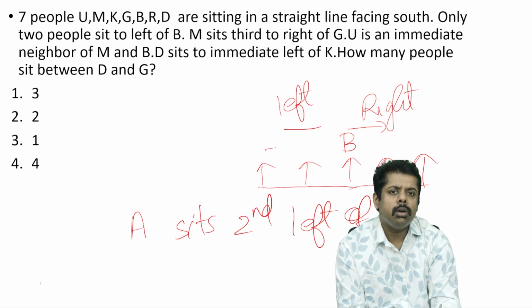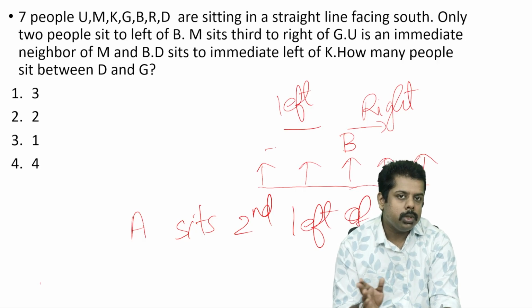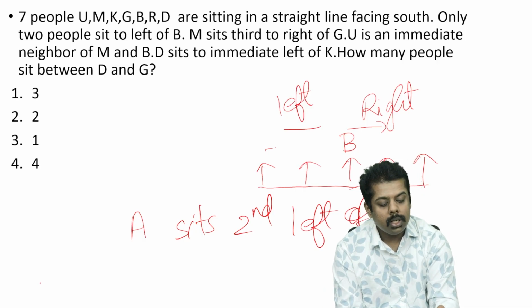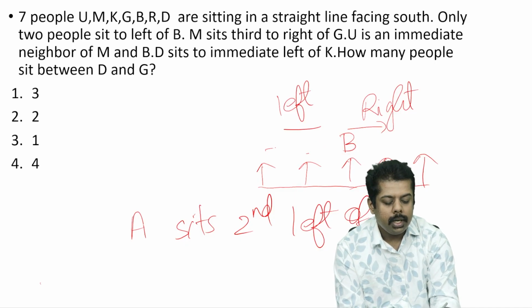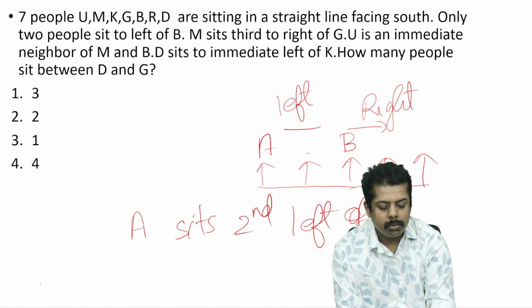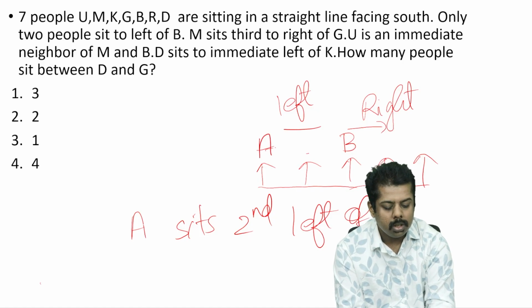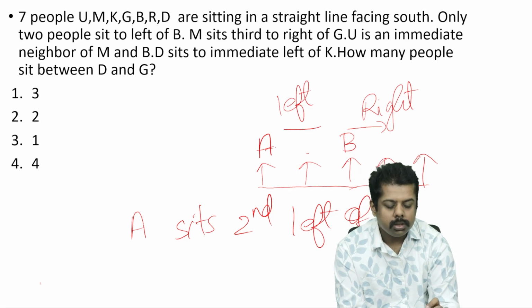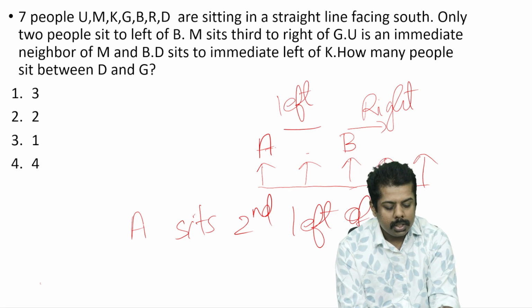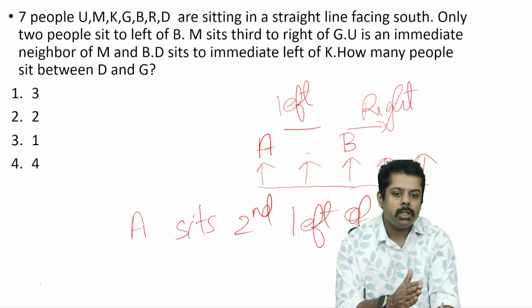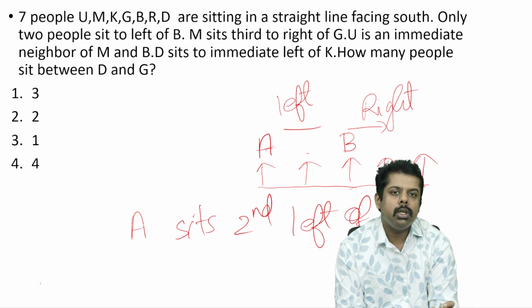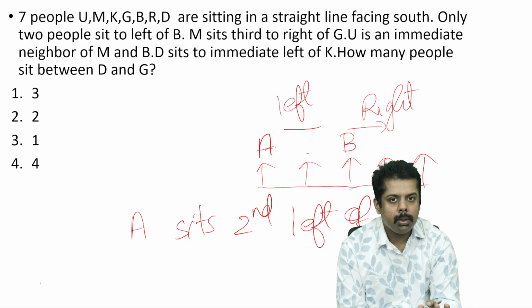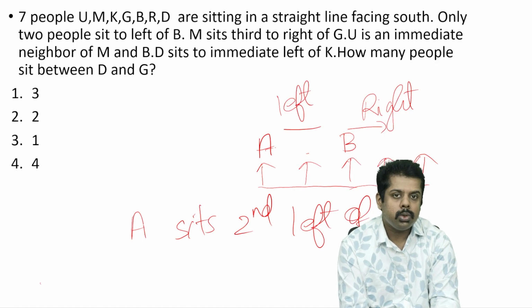As we know, when we are facing north, left is towards the west. So second to the left means from B, the first left is this position, and the second left is the extreme left position. So if B is in this position, A has to be in the extreme left position. If it's second to the left, the number of people between them has to be 1. If it was third to the left, the number of persons between them has to be 2. That is also a point we need to figure out in these questions.